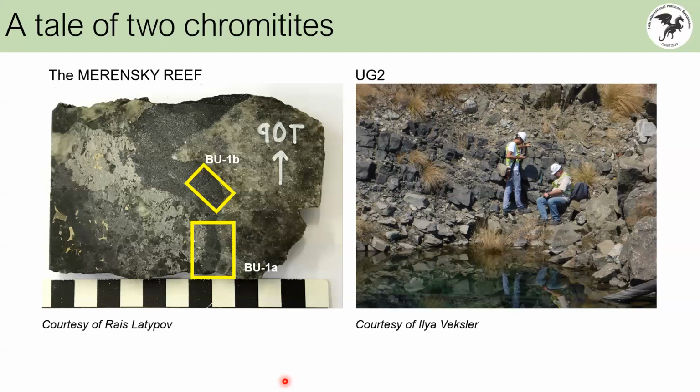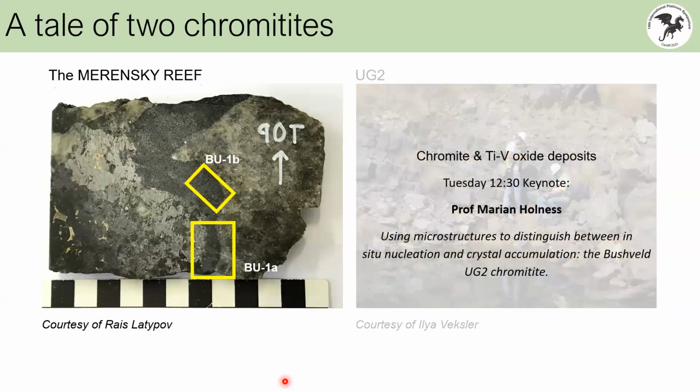When I started preparing this talk, I thought about a tale of two chromitites: the Merensky Reef versus large thick chromitites. But then Marian will talk about UG2 more, and I will just show some nice examples of Merensky Reef, and then we can discuss later in the week the differences. I think the work Marian, Brian and I did on the UG2 was much easier because we had many more silicates to look at as well. Whereas the Merensky Reef, I find quite tricky.